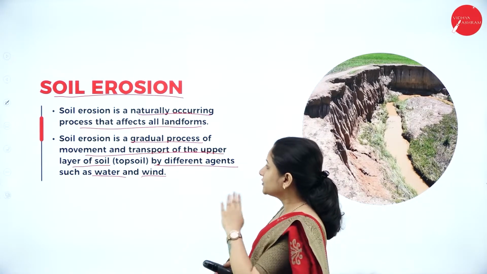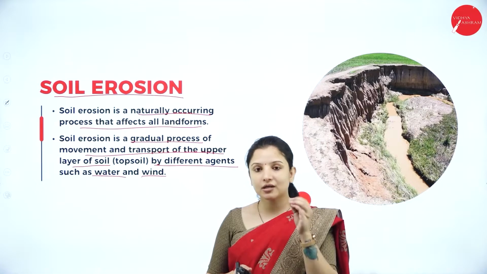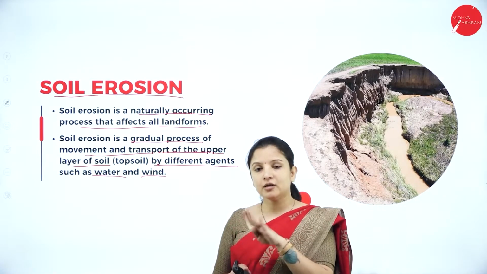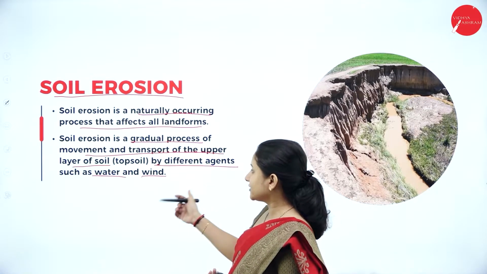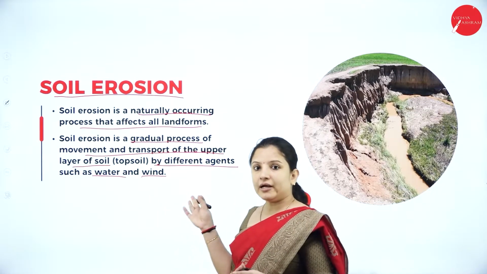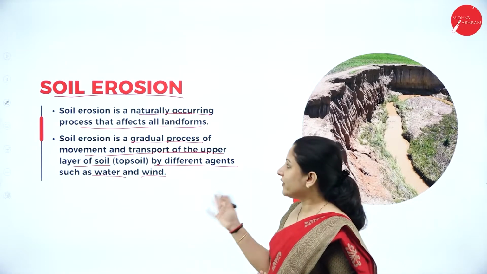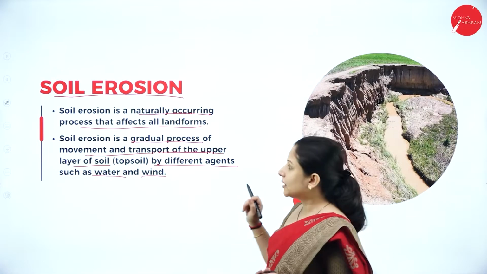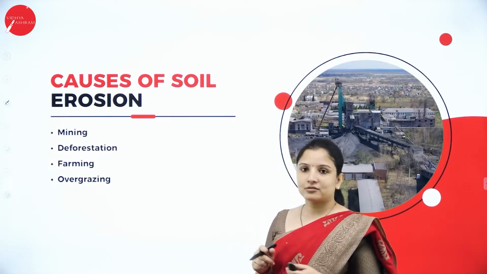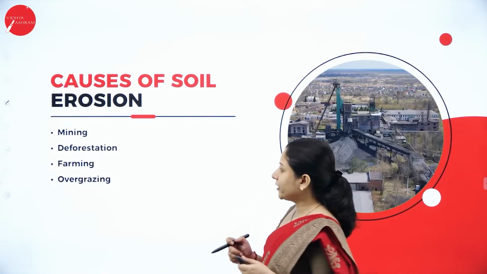So soil erosion is nothing but the gradual movement of the topsoil, or the washing away of the topsoil, because of natural agents such as water and wind. And land degradation always leads to soil erosion. That is why we need to know about this particular term. Next, let's look into what the causes of soil erosion are.